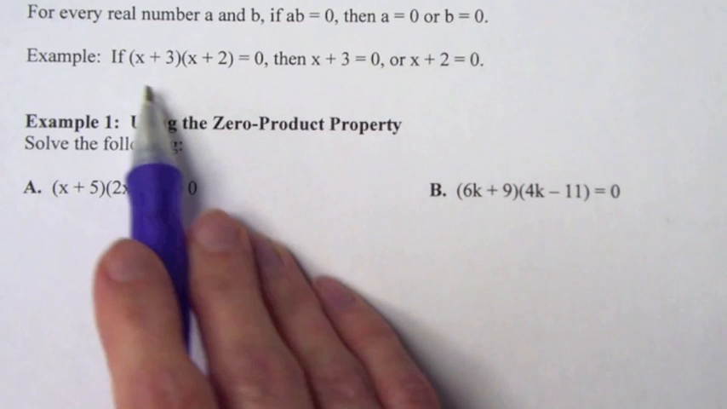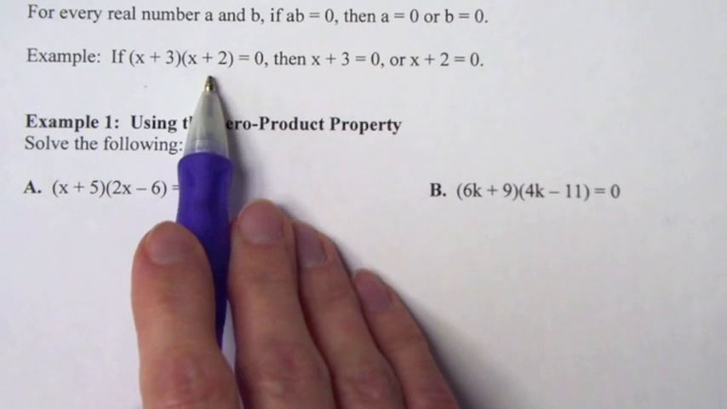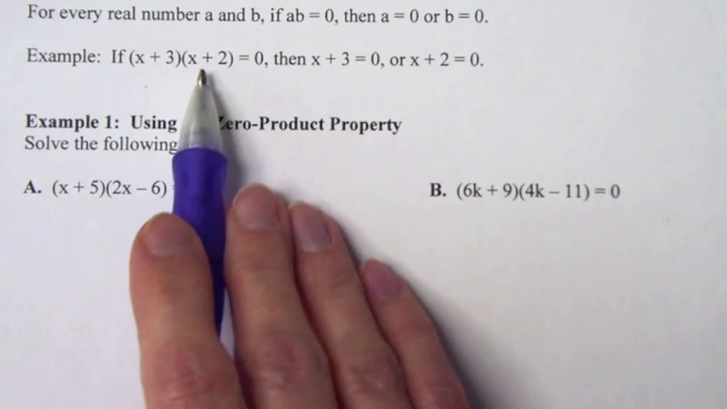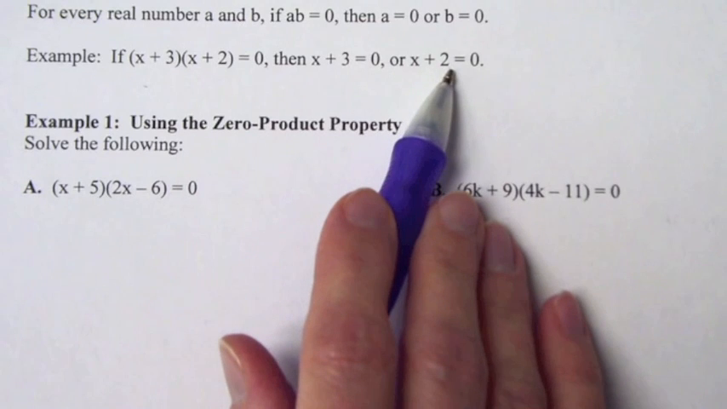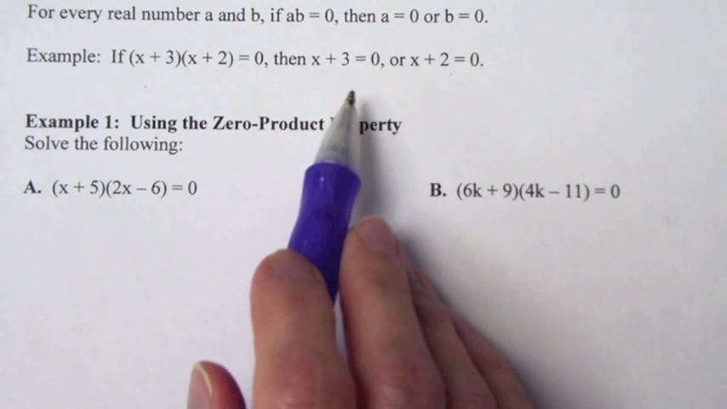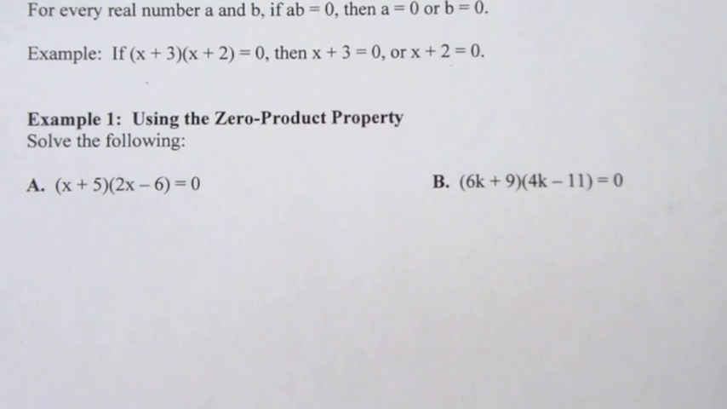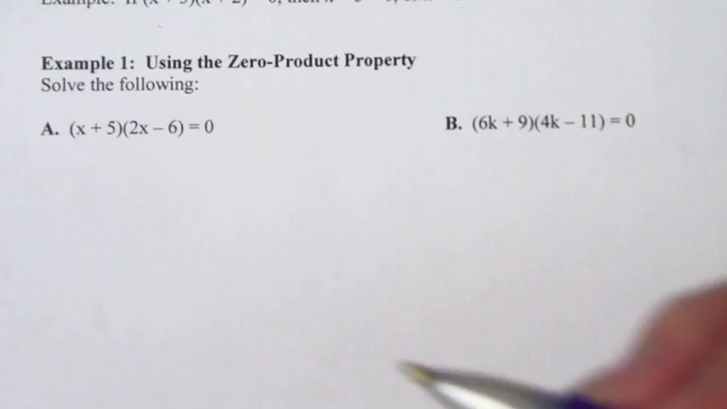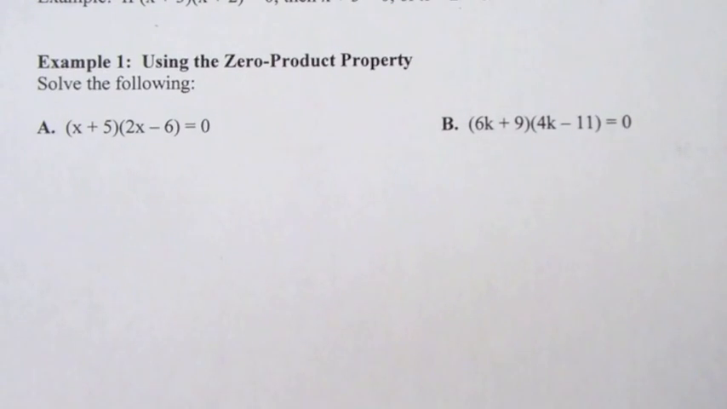Remember how we factored it and we'd have two sets of parentheses? What we do is we set each of these equal to 0 individually, solve the equations, and those are our two x values where the parabola goes through the x-axis. So let's do example 1a, and we'll see if you can understand what I'm talking about here.